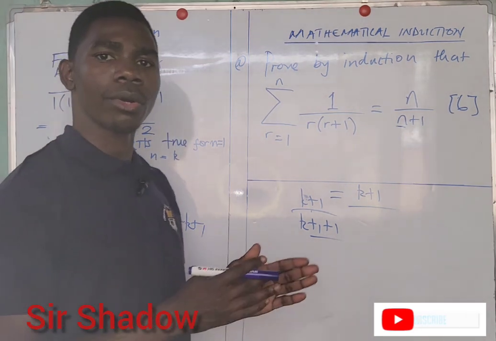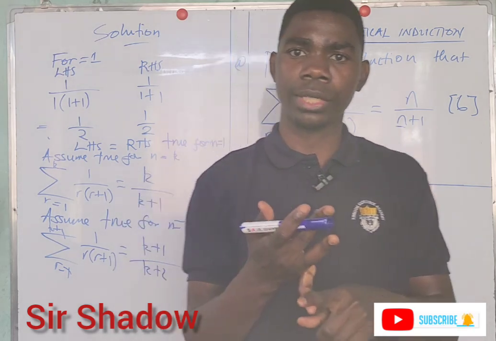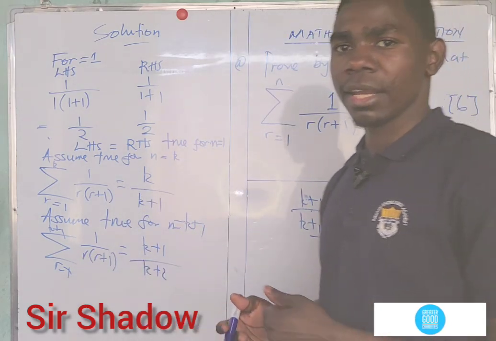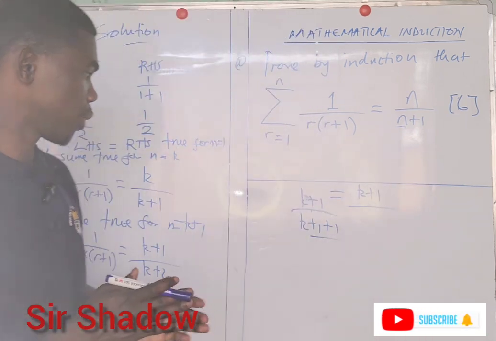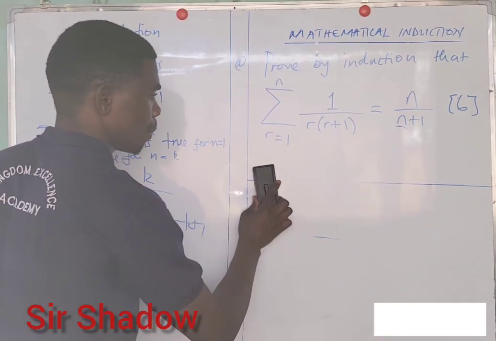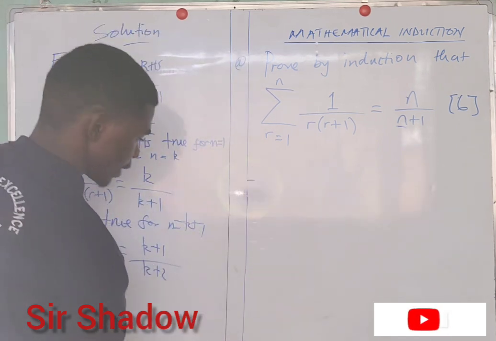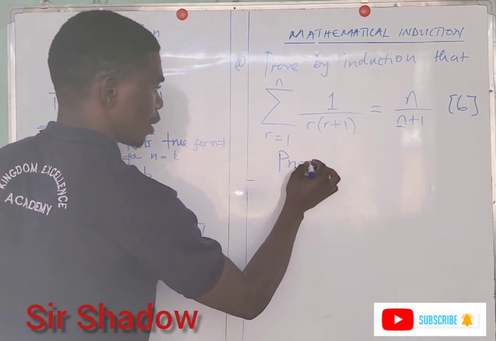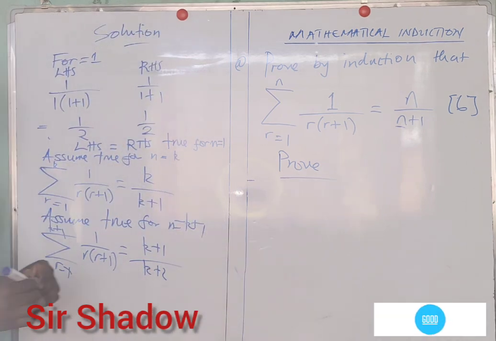So now we assume true for n is equal to 1, n is equal to k, and also n is equal to k plus 1. Let's move on to the proof stage. Let me use this side for the proof stage. Proof. We want to prove.